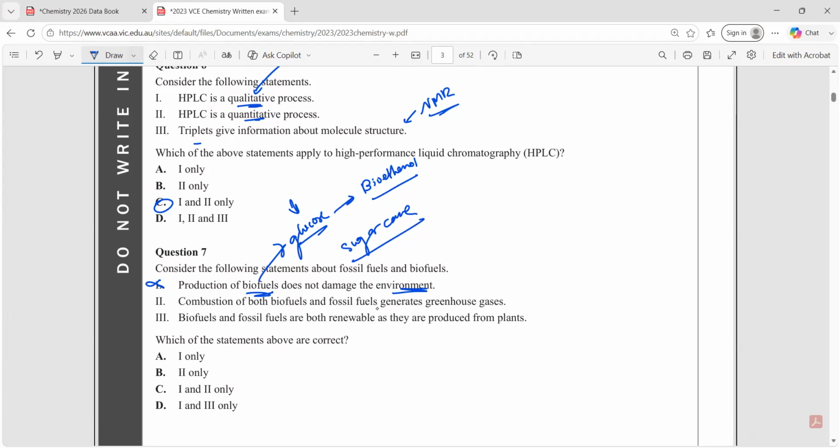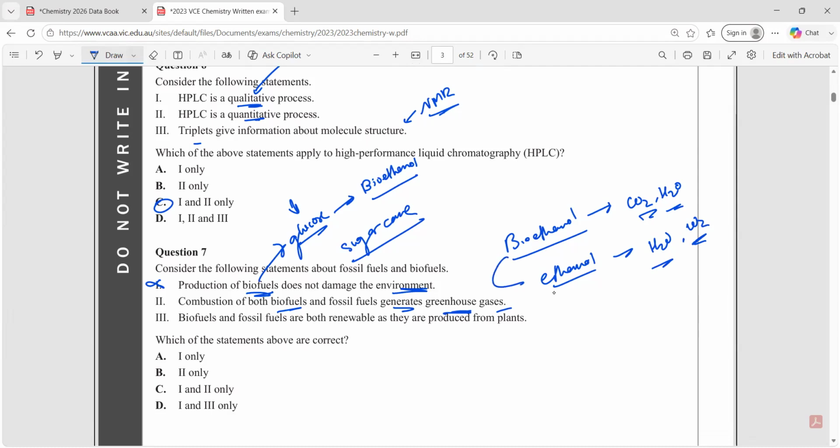Combustion of both biofuels and fossil fuels generates greenhouse gases. Yes, that is true. Biofuels operate in the same exact way as fossil fuels. A great example of that is bioethanol and ethanol. Bioethanol is a biofuel, and ethanol is a fossil fuel. However, when we burn them both, they both produce CO2 and H2O, right? So they're both producing greenhouse gases. The structures are the same. The only difference between the two is where they're coming from. So that's all good.